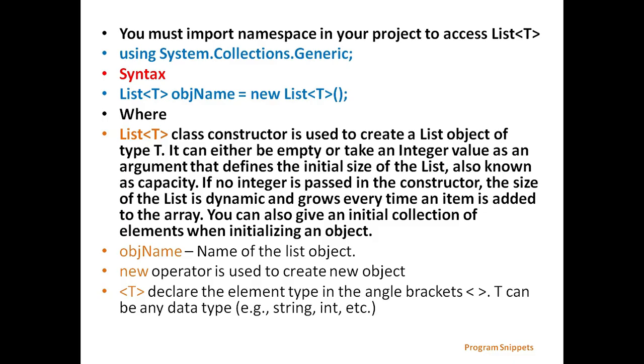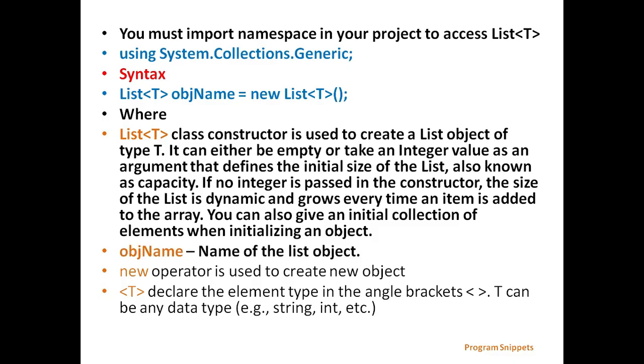It can either be empty or take an integer value as an argument, which defines the initial size of the list, also known as capacity. If no integer is passed in the constructor, the size of the list is dynamic and grows every time an item is added to the list. You can also give an initial collection of elements when initializing an object.